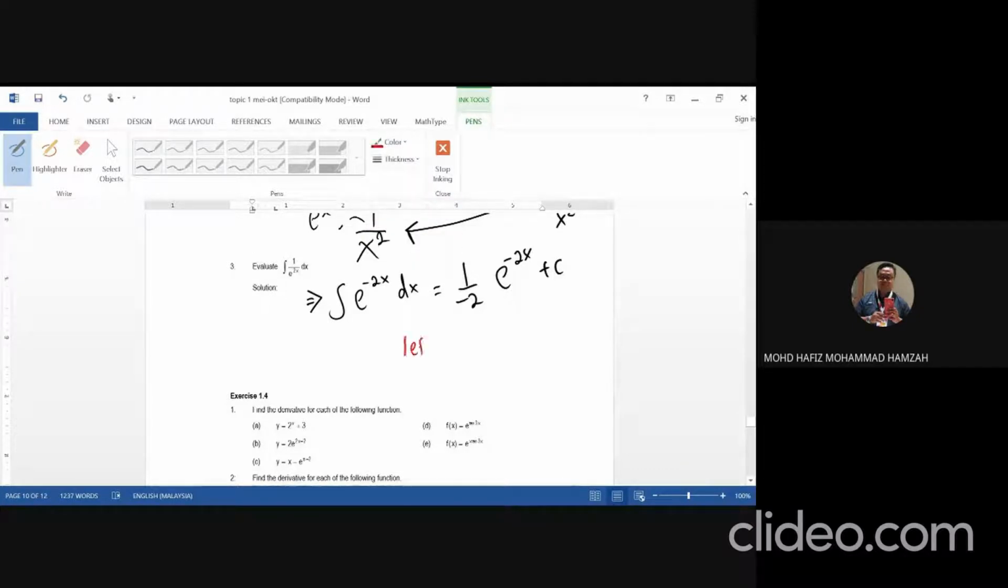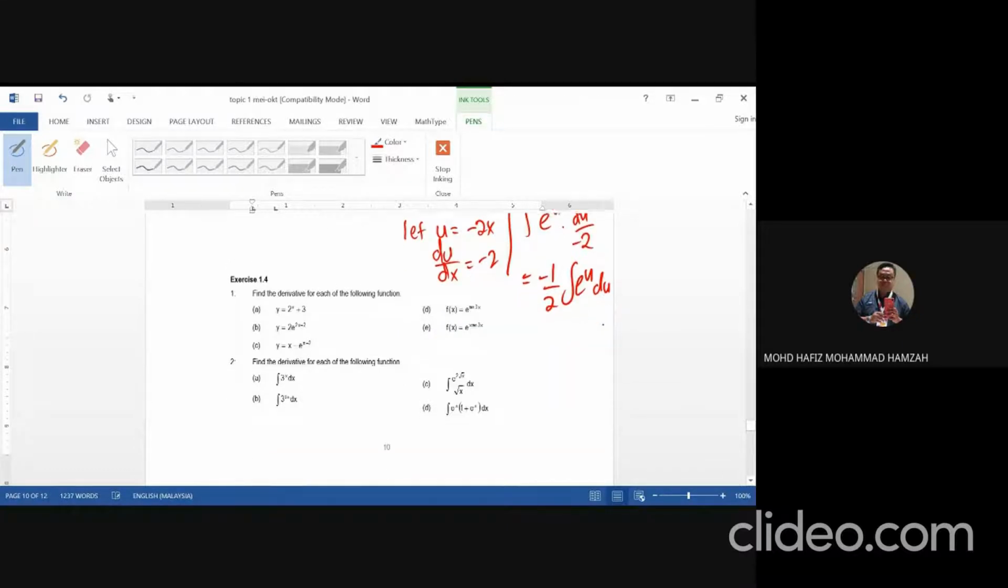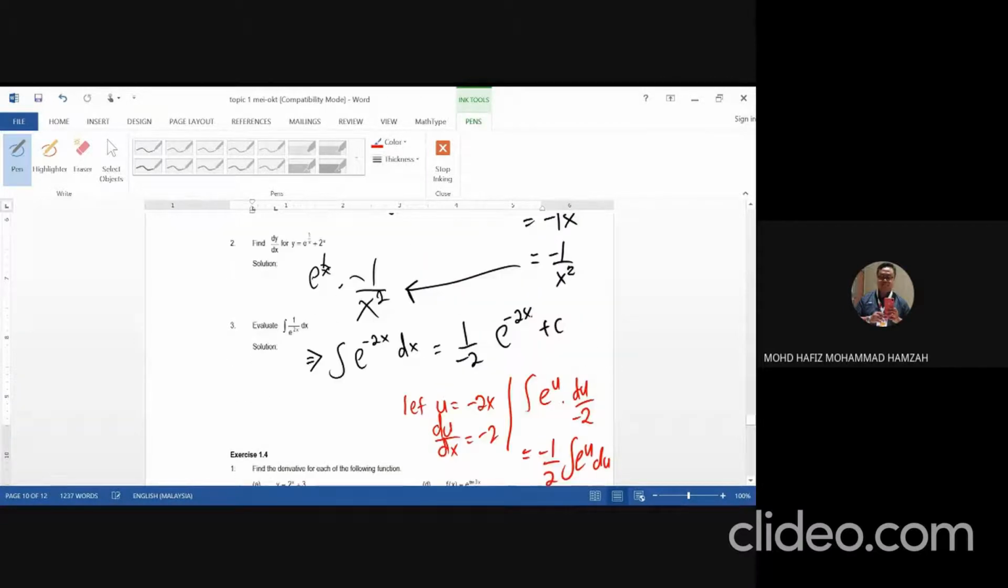Kita let u equal to minus 2x. So kita differentiate kan, du/dx equal to minus 2. So that means your integration now e to the power of u du over minus 2. So negative 1 over 2 integrate e to the power of u du. So integrate exponent will give you exponent back. So that means equal to negative 1 over 2 e to the power of u plus c. So gantikan balik lah u ni negative 2x. So dapatlah macam jawapan saya bagi ni.